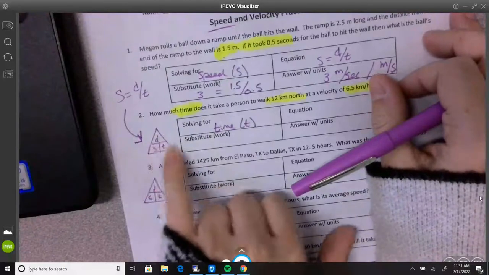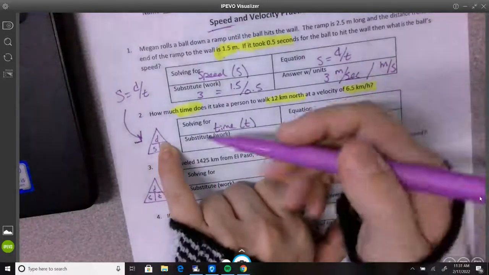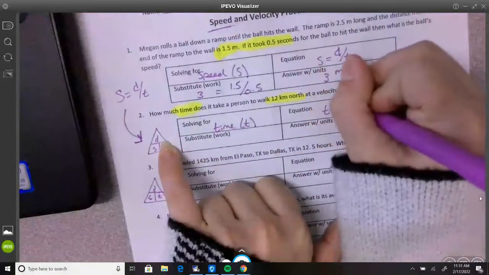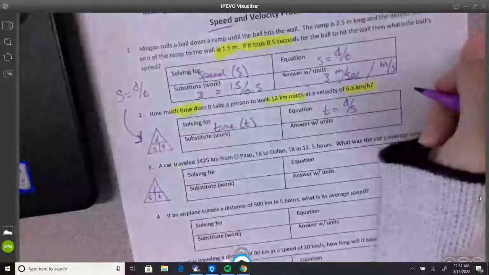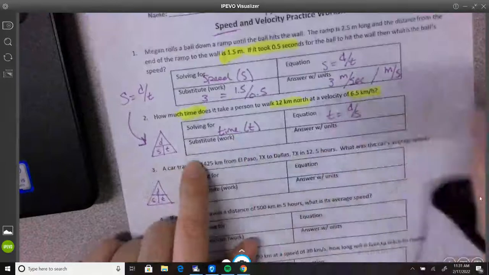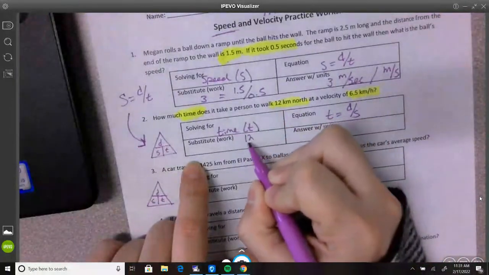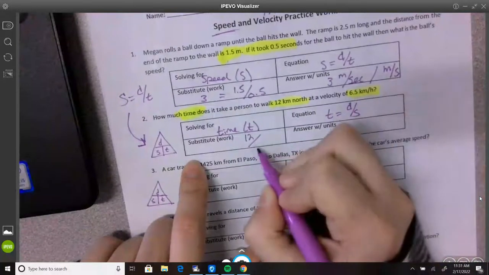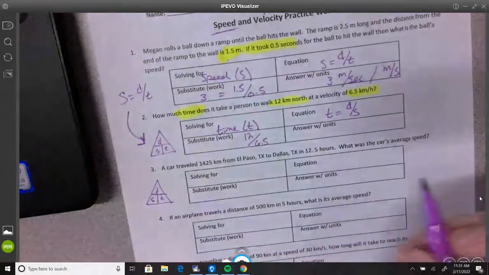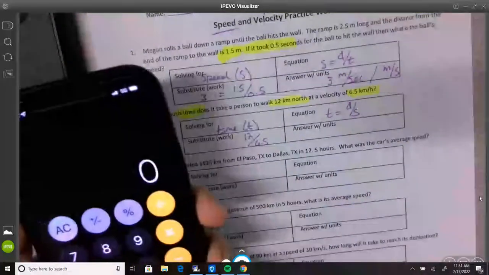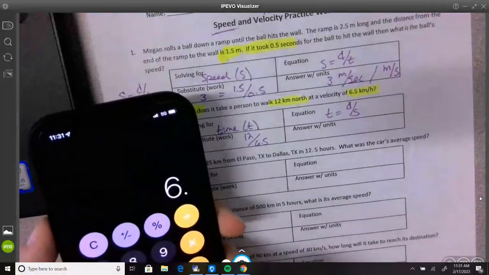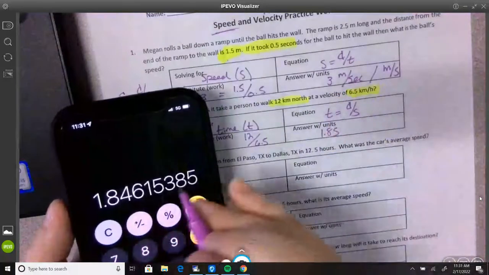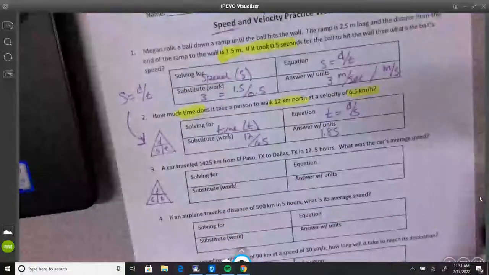So if you're using our triangle here, you would cover up t. You would know that time is equal to distance divided by speed. And so let's show our work. Distance is on top, so 12 is on top. And speed, which is what they have right here, 6.5 kilometers per hour. So 12 divided by 6.5, 1.85, 1.84, somewhere along those lines is fine.